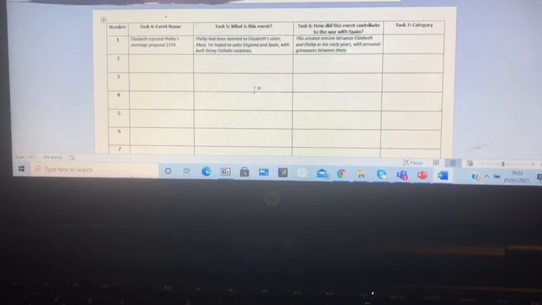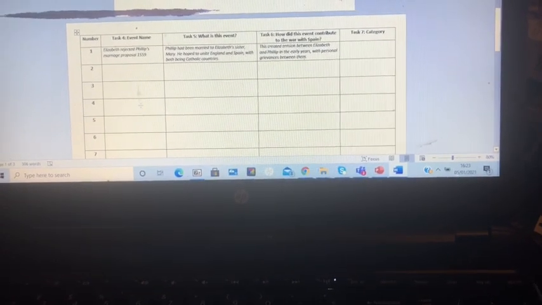You need to then, task 4 then, is to write them down in this column here. Okay, so that's your first task. Then once you've done that, the next task is to say what this event is. So obviously you've got revision guides, so you know what the events are. We've already given you a waggle to help you here. So the first one we've put in is Elizabeth rejected Philip's marriage proposal in 1559. What is the event? Philip had been married to Elizabeth's sister Mary. He helped to unite England and Spain, with both being Catholic countries.